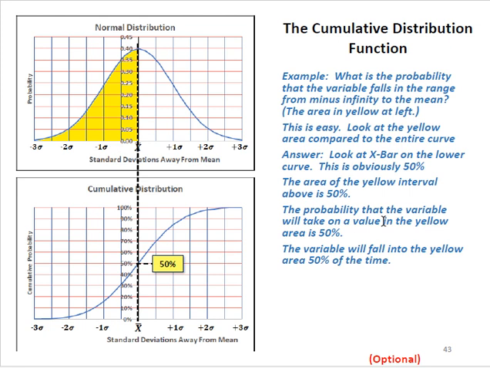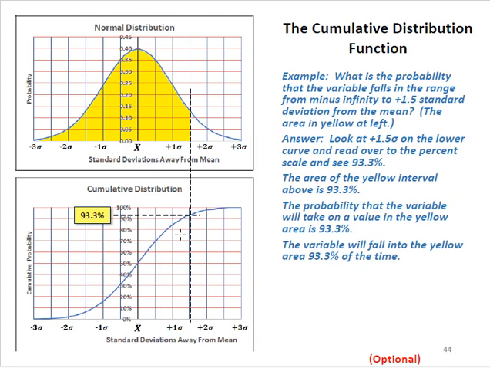Now you're kind of okay with the terms that we use to interpret the two graphs. This is your normal distribution, and this is your cumulative distribution curve. Then we're going to increase the area all the way to positive infinity. So we go to positive 1.5 sigma, and by the time you reach there, you have about 93.3%. So the area of the yellow interval above is 93.3%. The probability that the variable will take on a value in the yellow area is 93.3%, so the variable is going to fall into that yellow area 93.3% of the time.